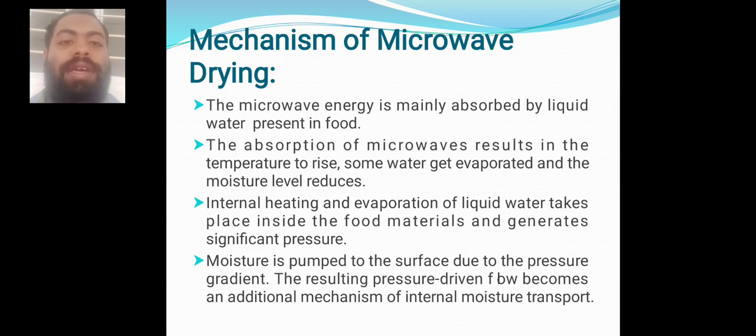Mechanism of microwave drying. The microwave energy is mainly absorbed by liquid water present in the food. The absorption of microwaves results in the temperature rising. Some water gets evaporated and the moisture level decreases. Internal heating and evaporation of liquid water take place inside the food material and generate significant pressure. Moisture is pumped to the surface due to the pressure gradient. The resulting pressure-driven flow becomes an additional mechanism of internal moisture transport.